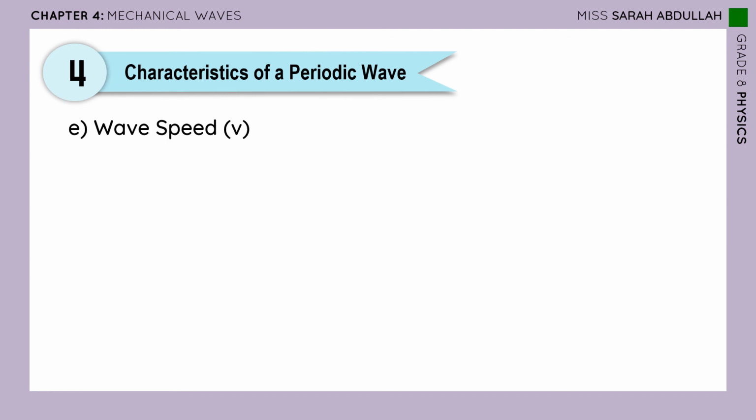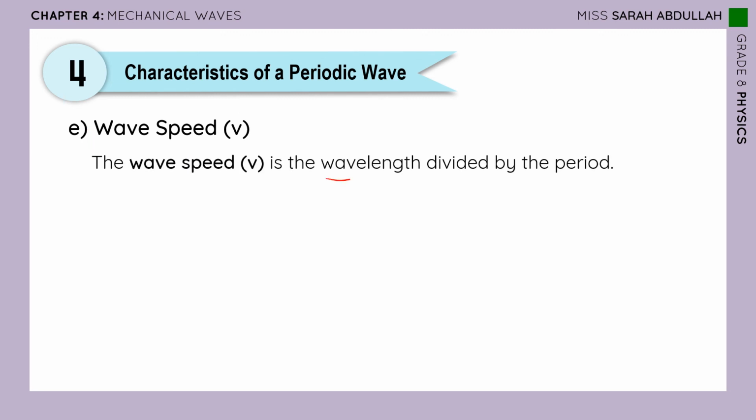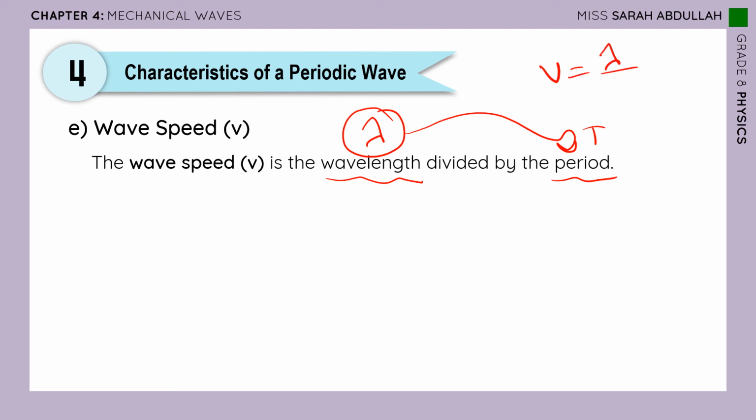And the last characteristic is the wave speed. Guys, we have a distance and we have time. Then we can find the speed of the wave. So it has a certain speed. Now, how can I find it? The wave speed is the wavelength divided by the period. I know that the wavelength is the distance traveled by the wave during one period. So wave speed is the wavelength over the period, and that's it.